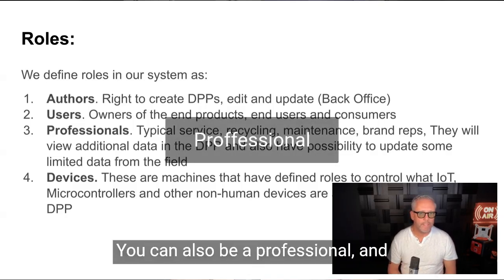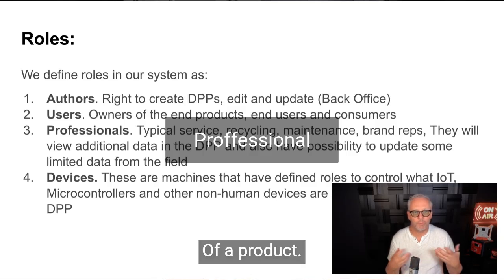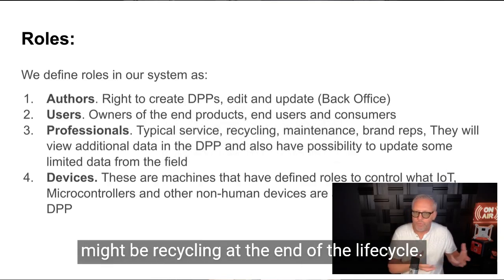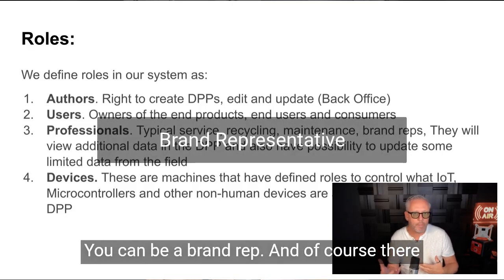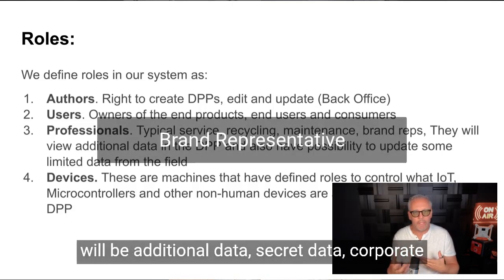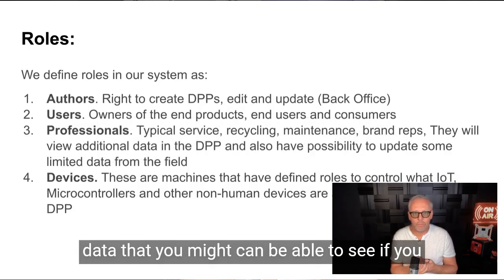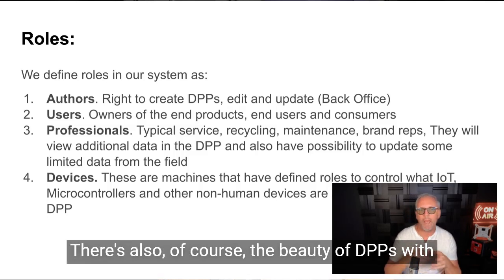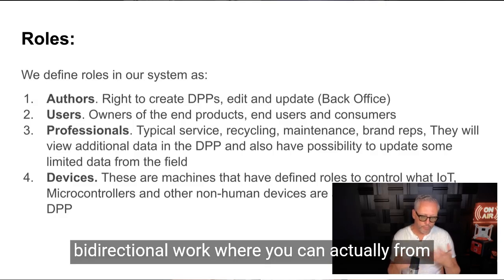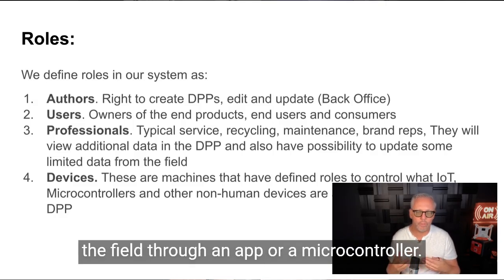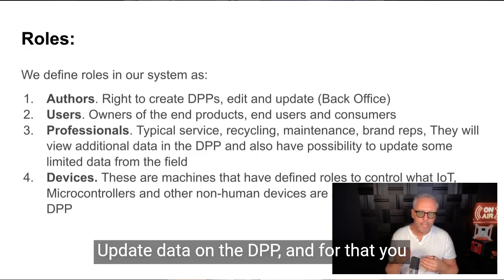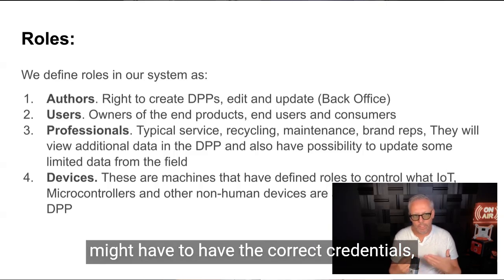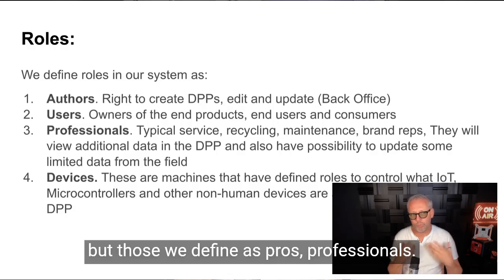You can also be a professional, and this is, of course, in the life cycle of a product. There is maintenance, there is service, there might be recycling at the end of the life cycle. You can be selling the product, you can be a brand rep. And of course, there will be additional data, secret data, corporate data that you can see if you have the correct credential or the correct role. There's also, of course, the beauty of DPPs with bidirectional work, where you can, from the field through an app or a microcontroller, update data on the DPP. And for that, you might have to have the correct credentials. But those we define as pros, professionals.